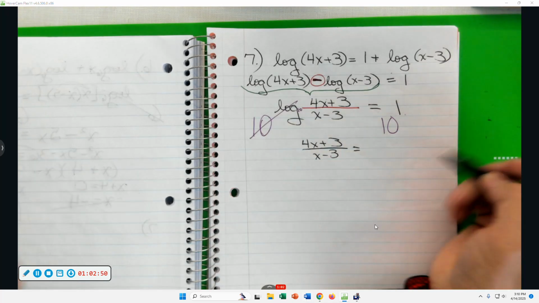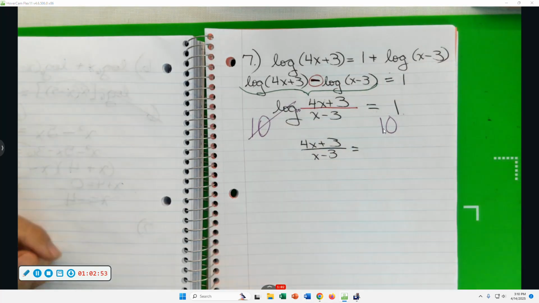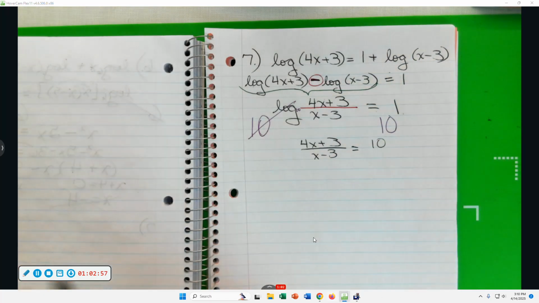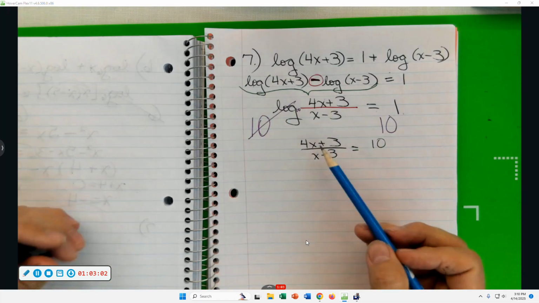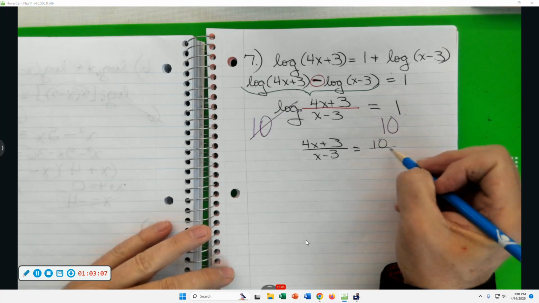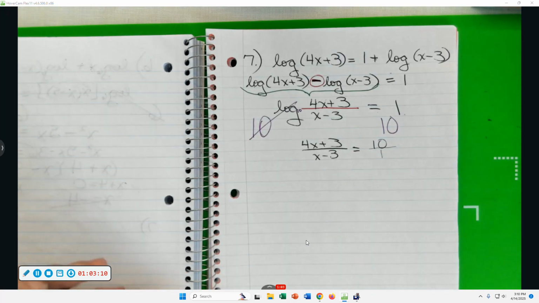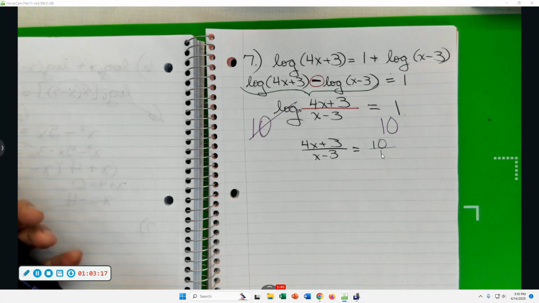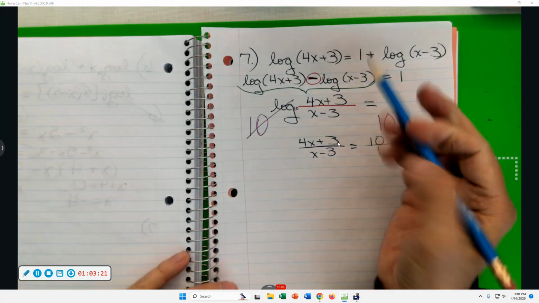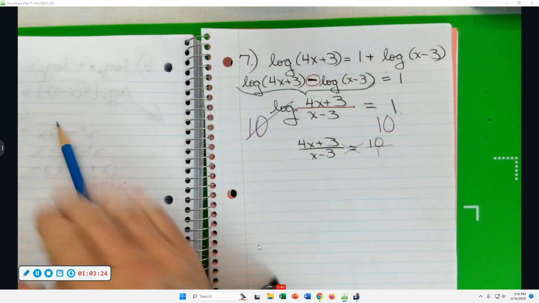What have we got on the right side? What's that going to reduce to? 10 to the first power is just a 10. Now we have to solve this fractional equation. Look what I'm going to do. I'm going to put that as a 10 over 1. Does that give you a hint on what I'm going to do to solve this equation? Be more specific. How am I going to multiply? Cross multiply, that's right. Cross multiply, there and there.